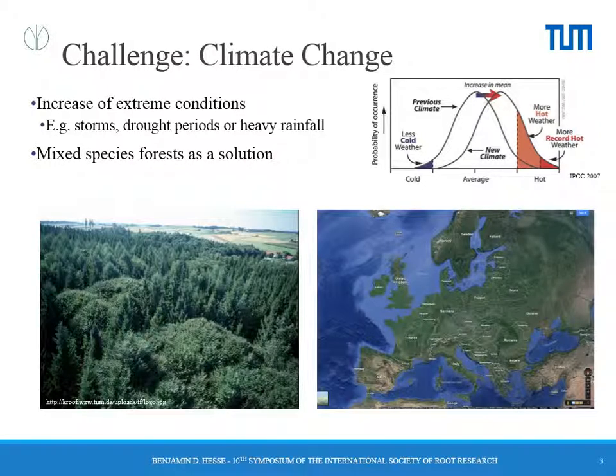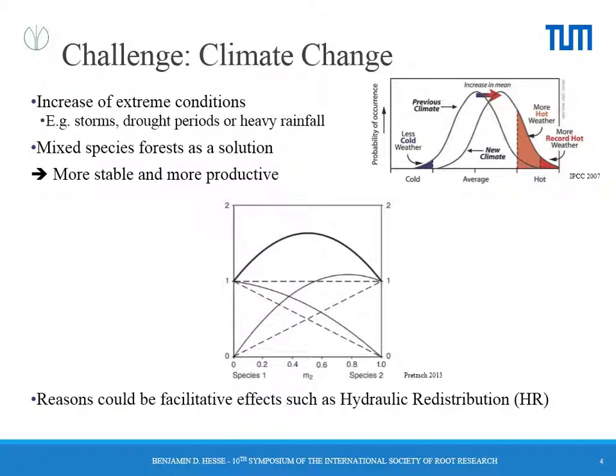And for Central Europe, especially for the forest ecosystems, there's maybe one solution to that, and that could be, for example, mixed species forests. As some studies have shown, they are more stable, they are more productive. As you see here in this scheme, on the left side, for example, all of this is from species 1, and on the right side all of the trees are from species 2. And if you go to the middle, you see that the shape is going up, so that actually we are more productive and more stable. And the reason behind this could be facilitative effects, such as hydraulic redistribution.